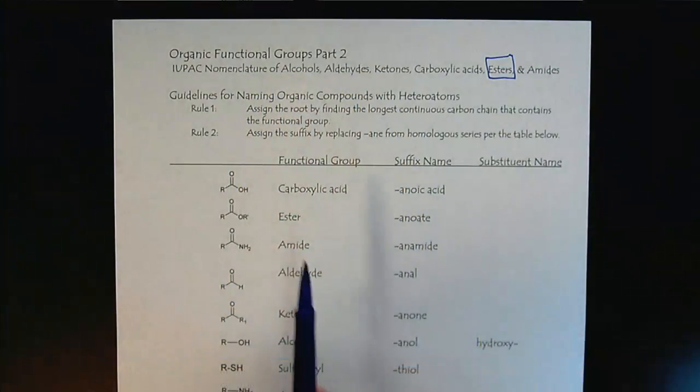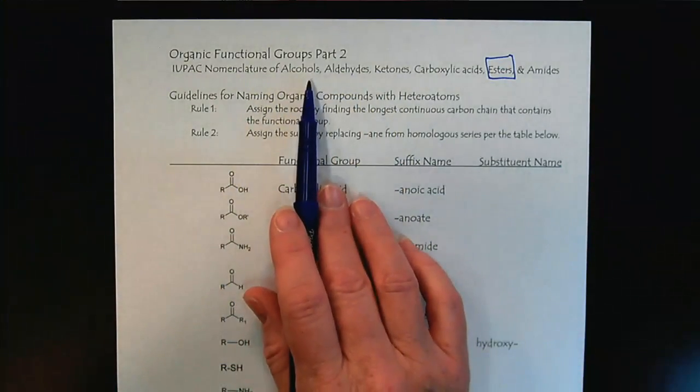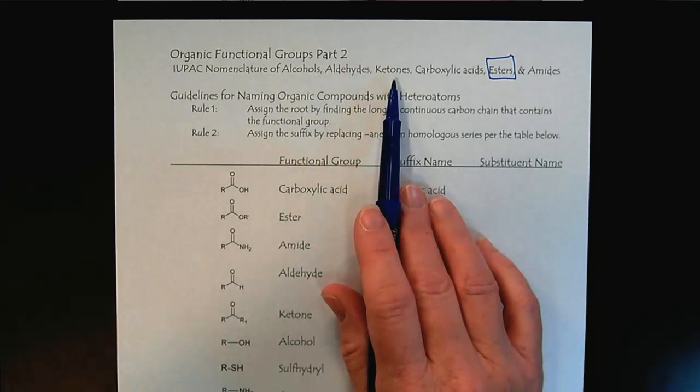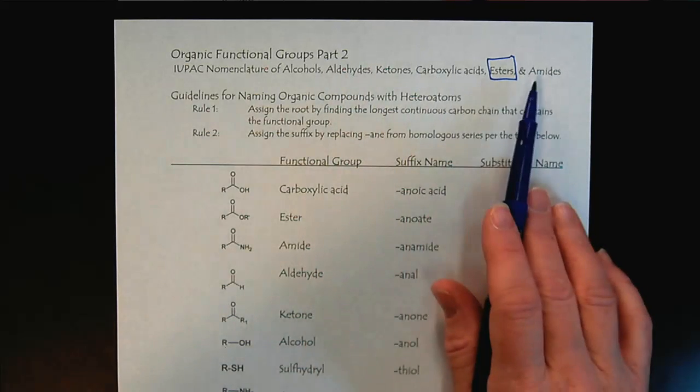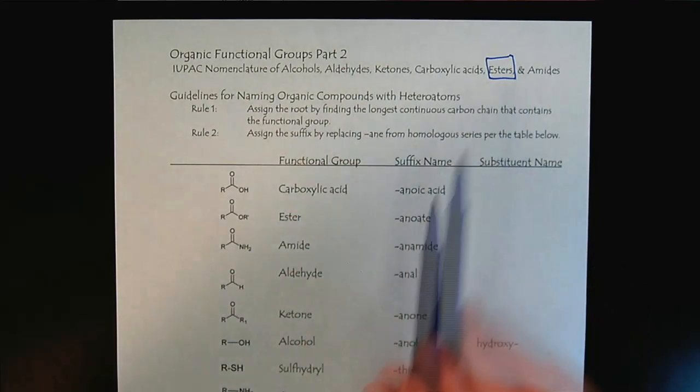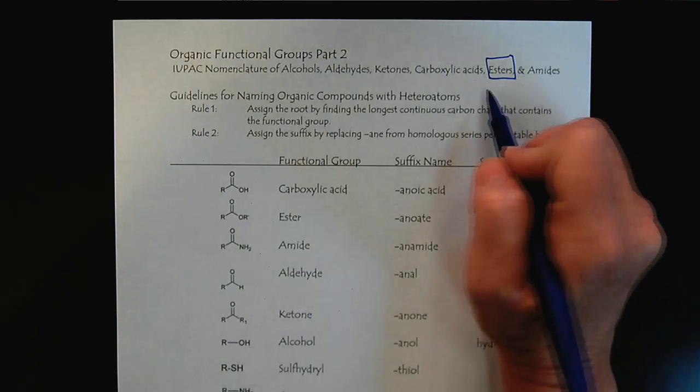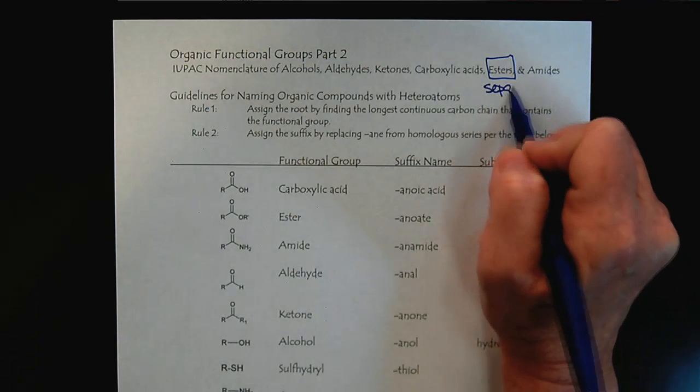Welcome to the second installation of Organic Functional Group video tutorials. This video tutorial is going to focus on IUPAC nomenclature. The functional groups that we'll be looking at are shown here on our handout. We're going to look at alcohols, aldehydes, ketones, carboxylic acids, and amides. Esters, I've decided, are under a separate tutorial.